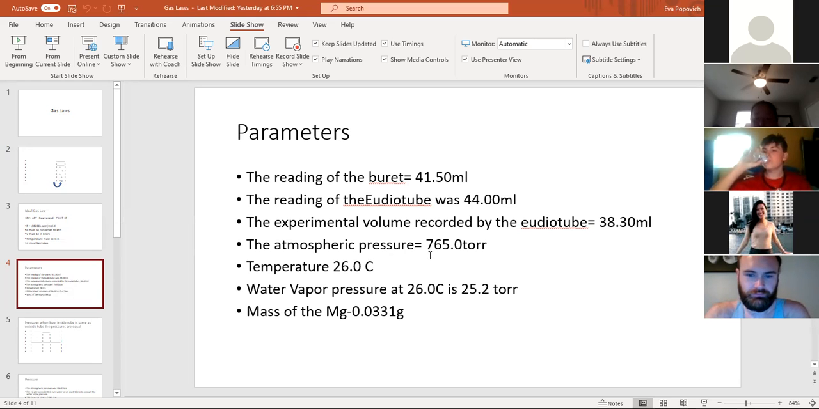My atmospheric pressure was 765.00. This is the pressure that's in the room. Room temperature is 26 degrees Celsius. At 26 degrees Celsius, my water vapor pressure is 25.2 torr. And I weighed my magnesium before I started. That was 0.0331 grams.